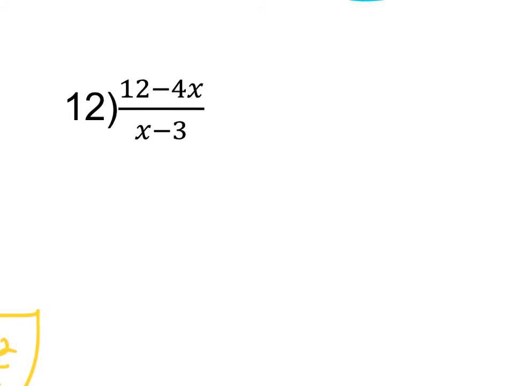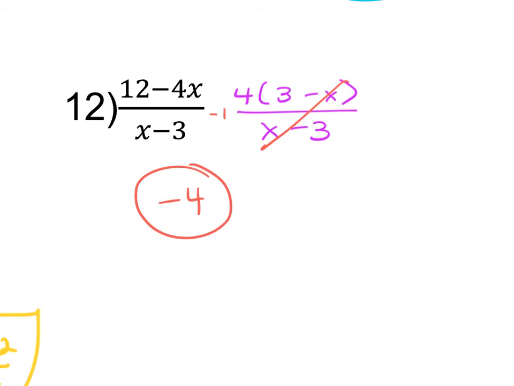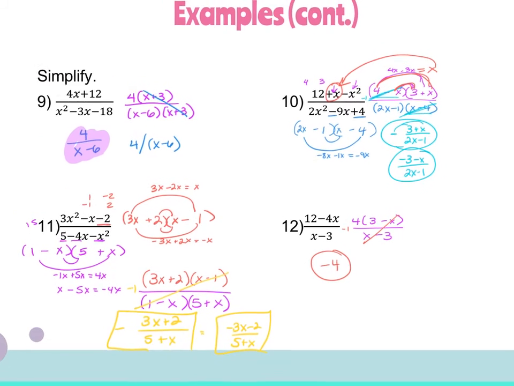12, in my numerator, I can take out a 4, and I get 3 minus x. The denominator, x minus 3. They're not the same, but they are opposites, so I put the negative 1 out front. Negative 1 times 4 is just negative 4. Questions on those?